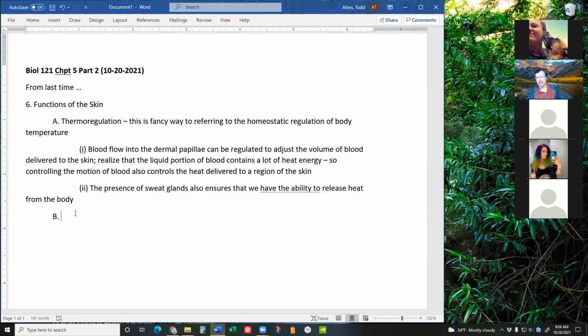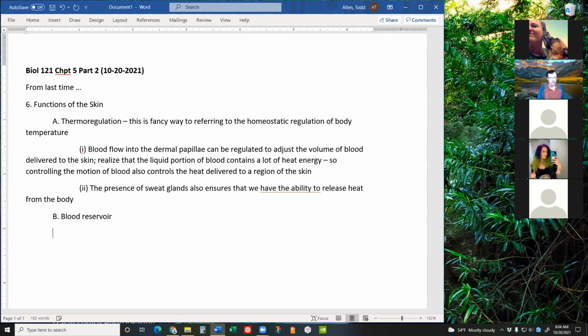So letter A here is thermoregulation. We said that this is a fancy way to refer to regulation of your body temperature. Okay, your skin has a great deal of surface area, so that can be used to hold on to or release heat when necessary. Okay, letter B, another function of the skin is to act as a blood reservoir.